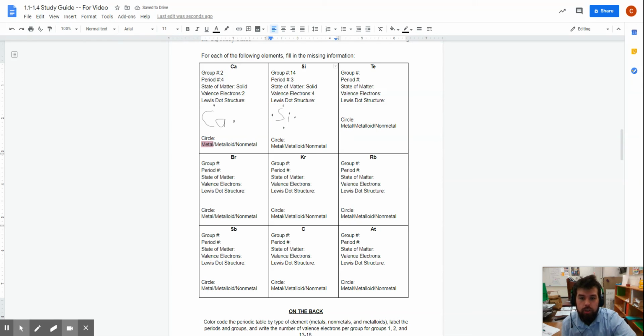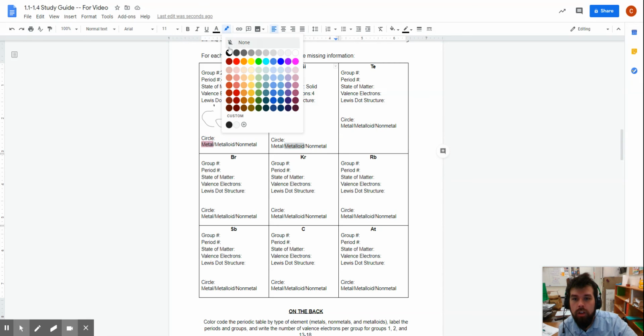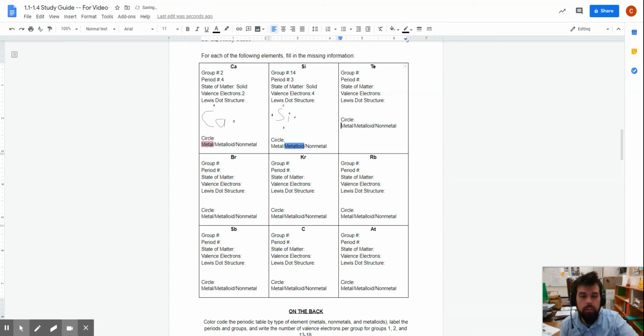Now I just need to circle where they are. Are they a metal, non-metal, or metalloid? Silicon is on the zigzag. It is one of our metalloids. So I'm going to highlight that. And let's highlight it in a nice blue color.